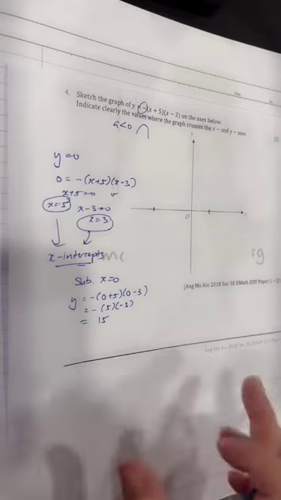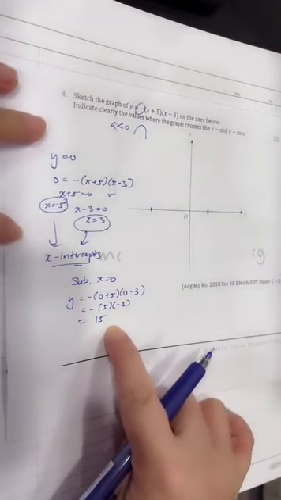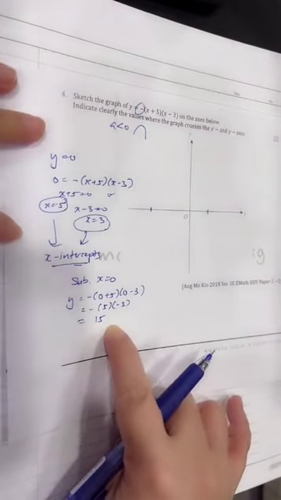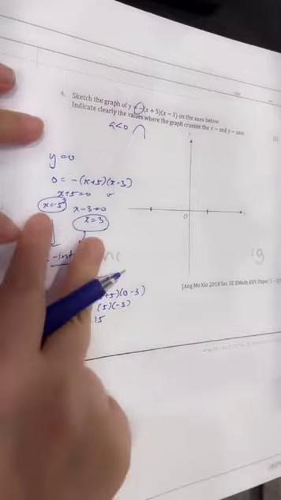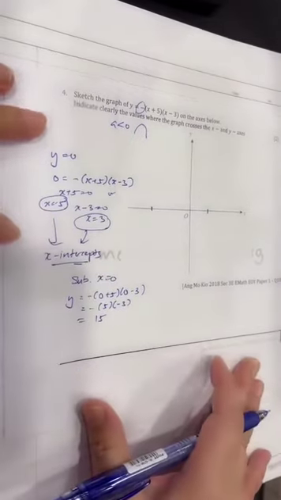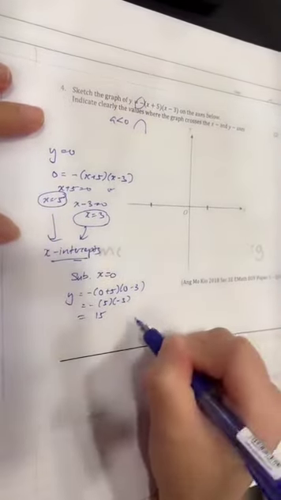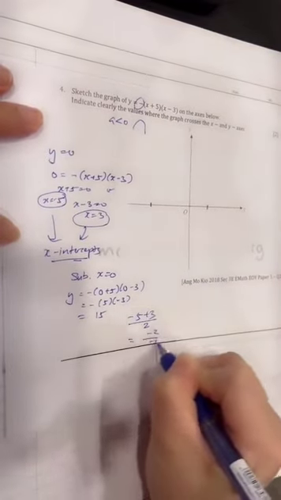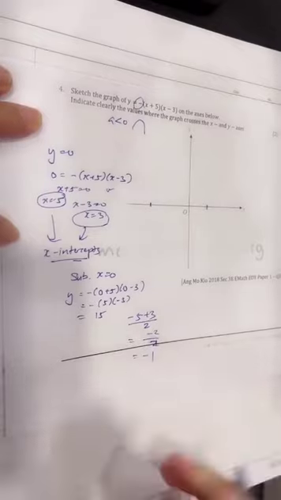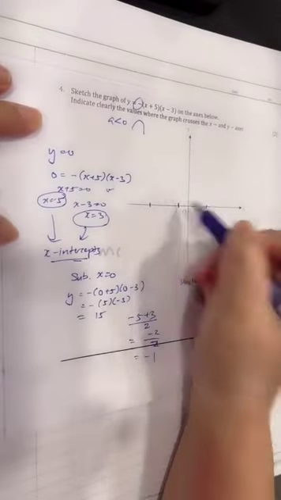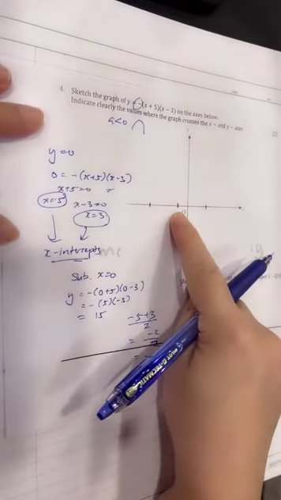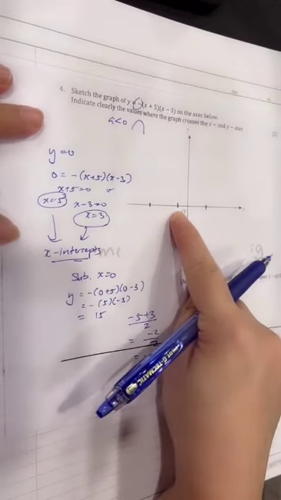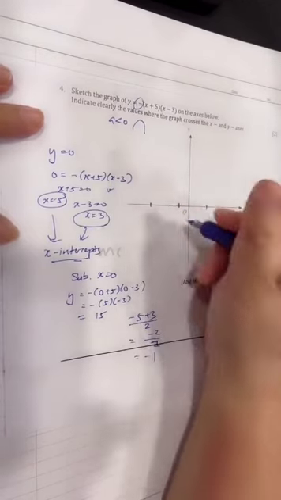Okay, come, let's continue. So next, I want to know what is my maximum. So where is the maximum? Remember, I have the x-intercept. Okay, the trick is just take these two numbers. Minus 5 plus 3 divided by 2. So I get negative 2 divided by 2 and get negative 1. So I know that the middle, the maximum will happen at the negative 1.